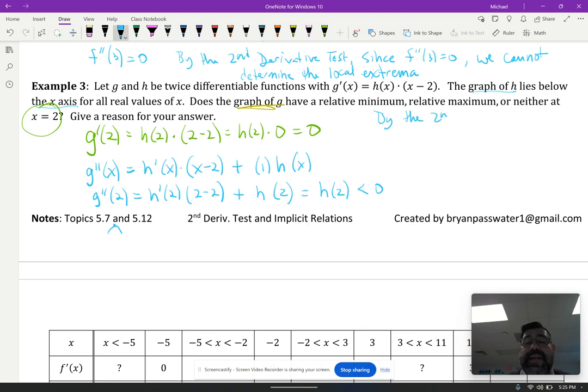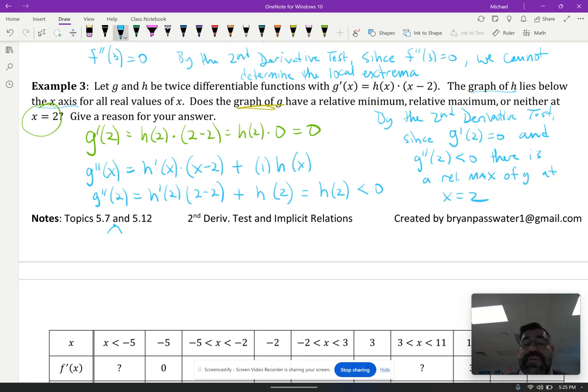By the second derivative test, since g prime of 2 is equal to 0 and g double prime of 2 is less than 0, there is a relative maximum of g at x equals 2.